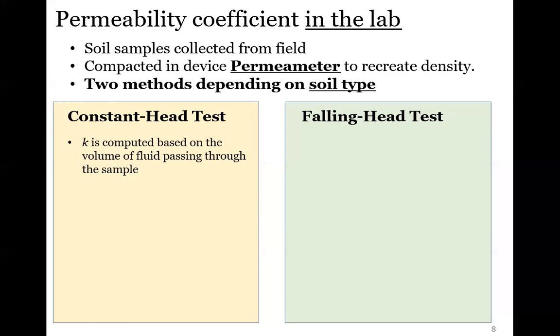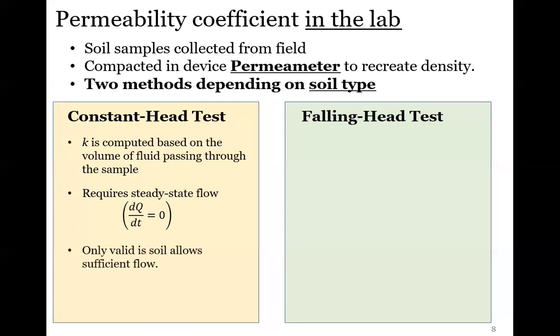For the constant head test, K is computed based on the volume of fluid passing through the sample. So this requires steady state flow. This means that the flow rate is not changing over time. That's all that fancy math equation is showing. The change of flow divided by the change of time is equal to 0. So the flow rate is not changing, it's steady.